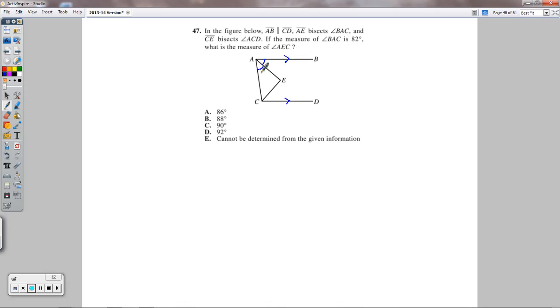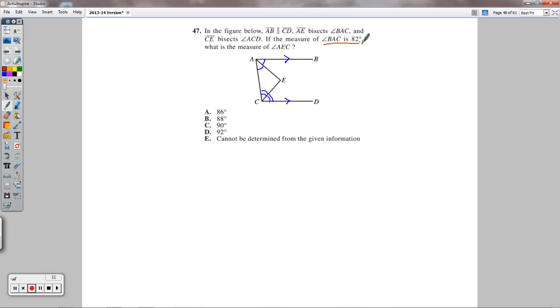And CE bisects ACD. So that means that this angle is congruent to this angle. Notice I'm using different numbers of arc marks to depict different angles being congruent. That does not mean that this one is congruent to this one, but it does mean this is congruent to this, and this is congruent to this. We're trying to figure out if BAC is 82, what the measure of AEC is.